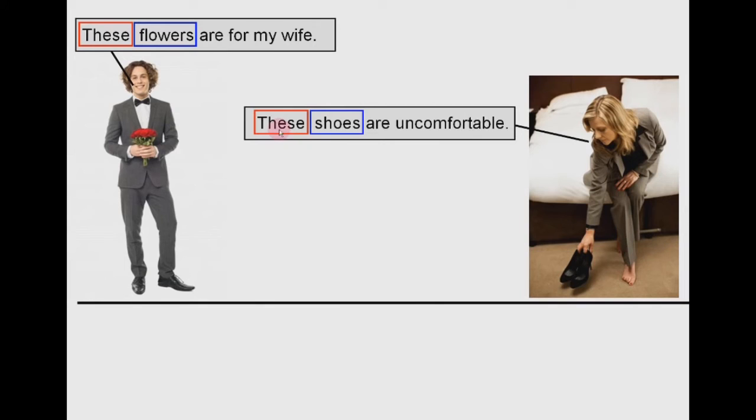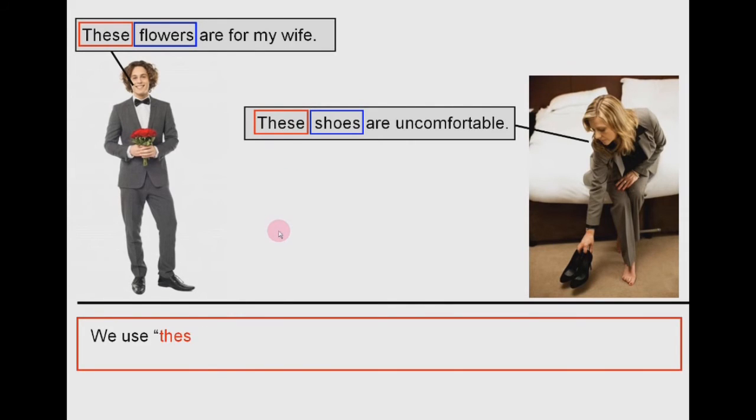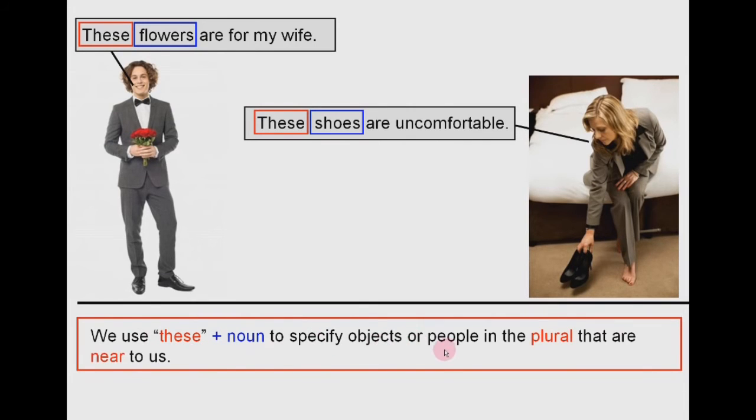And it is the same here. These shoes are uncomfortable. The shoes are near to the lady. They are in the plural. And so we use the word these. We use these with a noun to specify objects or people in the plural that are near to us. So that is the rule.